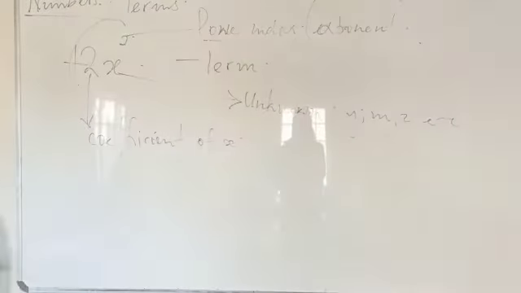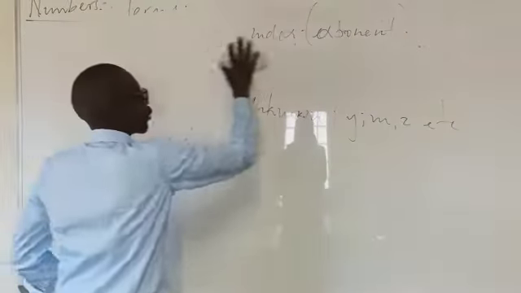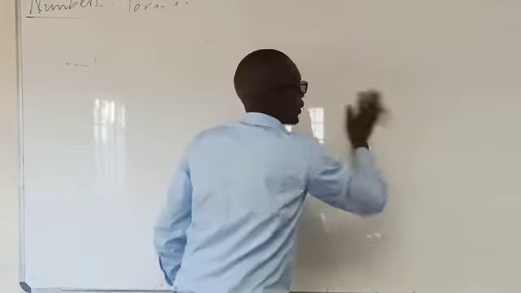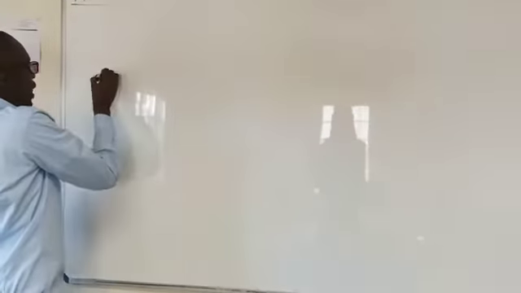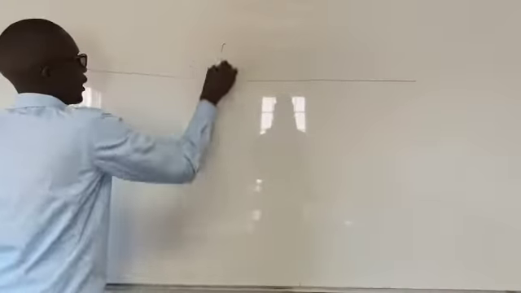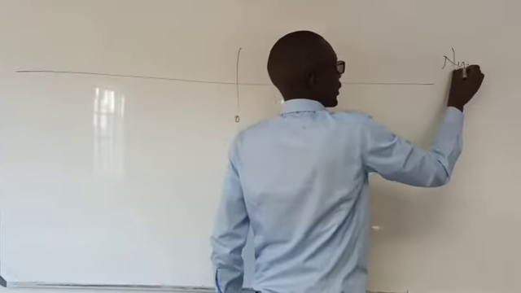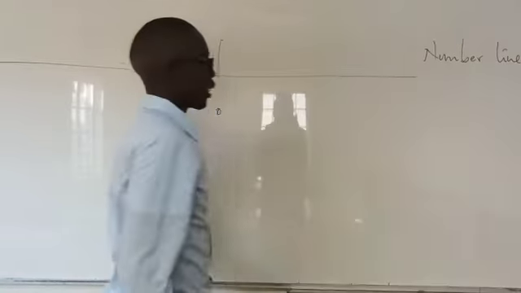Right. What do we have now? How do we come up with these numbers? How do we work with these numbers? Let us see how these numbers came into play. We have a situation whereby I come up with a line. I refer to it as a number line. This one is my number line.